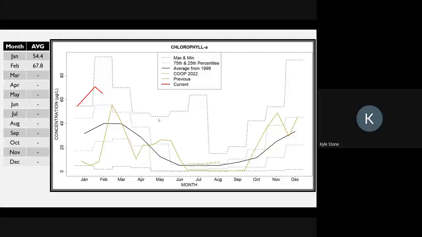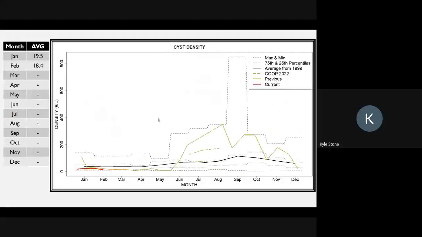We had to adapt to the conditions that we had. So with everything rebounding in the fall, like I say, we're starting off better than we were last year. So some good news. We're currently sitting about 67 micrograms per liter in the lake. So that's exciting. Looking at cyst density.